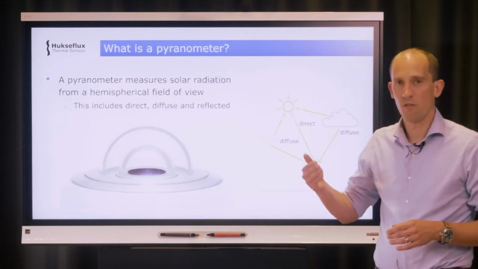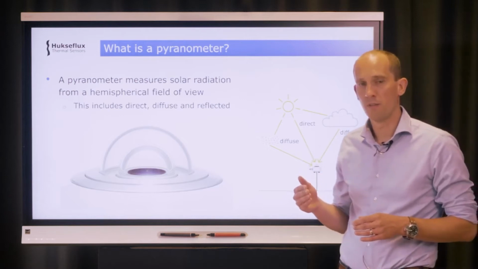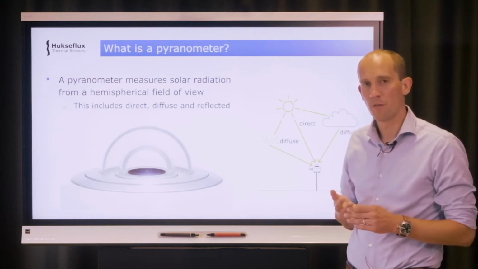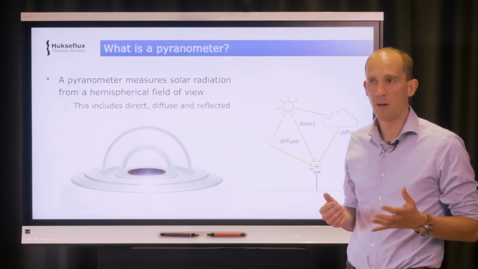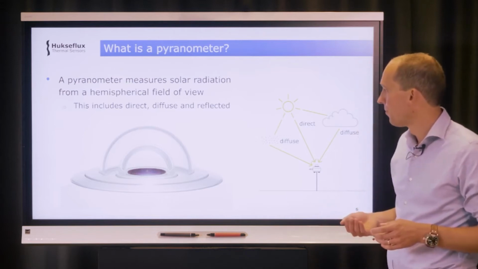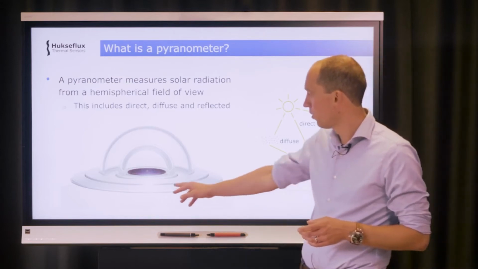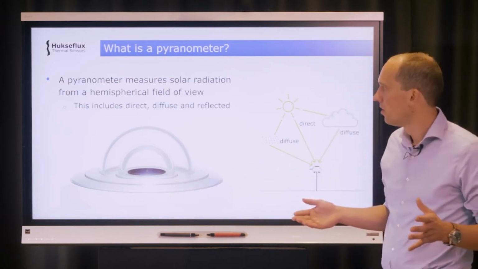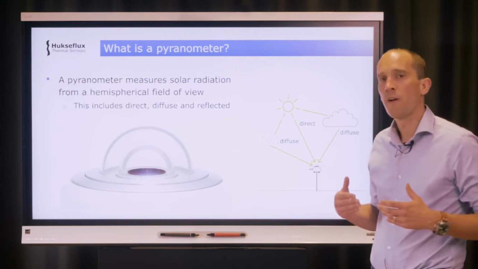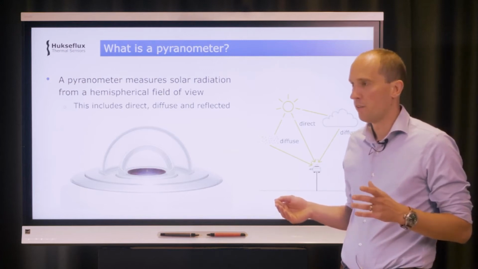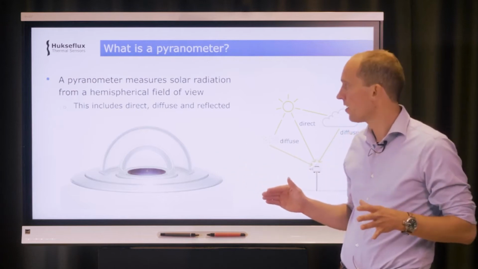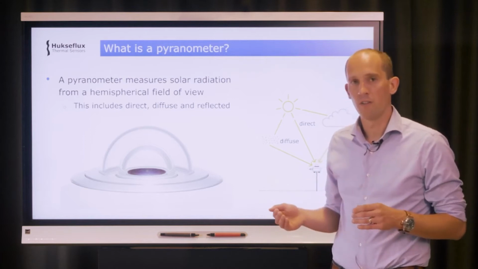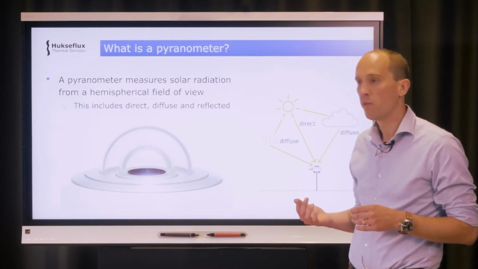Now, solar radiation sensors. We actually have two different solar radiation sensors: a pyranometer and a pyrheliometer. First let me explain what a pyranometer actually is. You can recognize a pyranometer by the fact that you always have these domes. A pyranometer measures the solar radiation from the complete sky. We say a hemispherical field of view, so it's integrating over a complete half sphere. And in the pyranometer measurement, all solar energy is included: direct, diffuse and reflected.